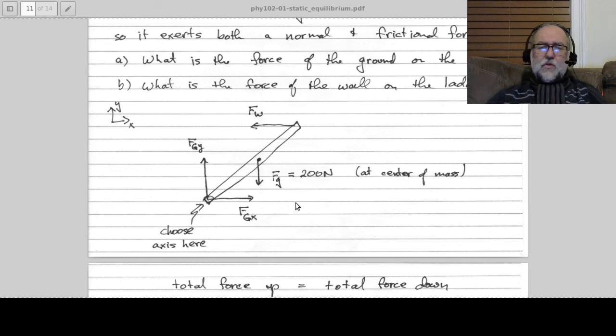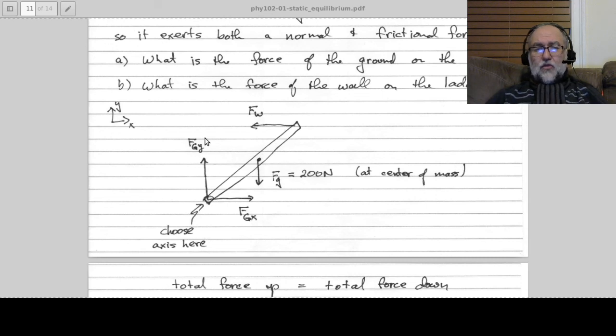And it tends to confuse students because you have to use similar triangles, but you have to use similar triangles any which way. But for this particular approach, I think it's probably easiest for these types of problems, ladder problems, to just choose the axis right there at the point where the ladder touches the ground. Okay, so there's our axis.